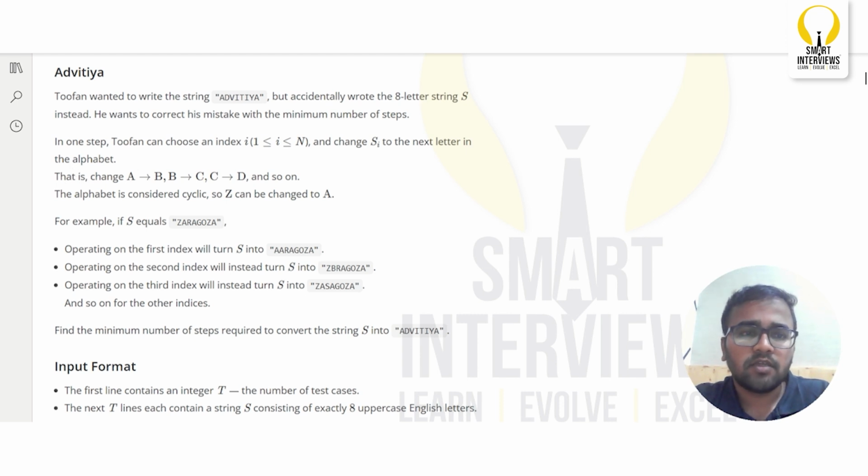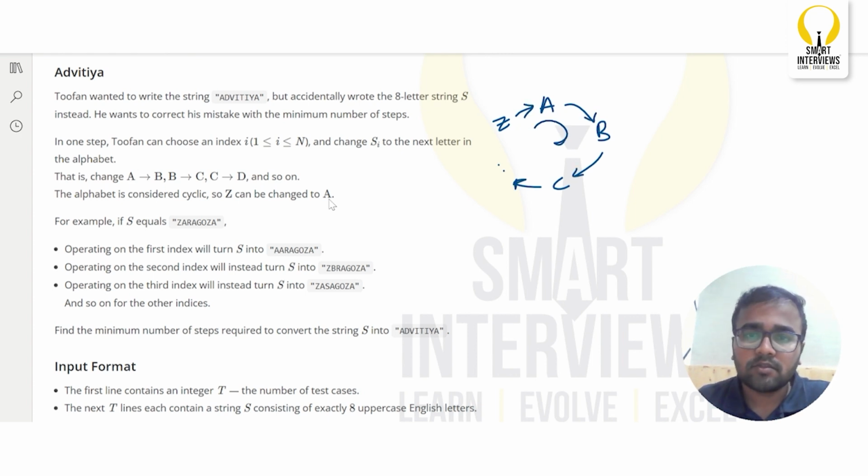So that is change A to B, B to C, C to D. So these are the next letters, right? And so on. The alphabet is considered cyclic, so Z can be changed to A. So cyclic in the sense alphabets are moving like a cycle. So A to B, B to C, and so on. Then after Z you will reach A. So this is a cycle. So we can move like this.